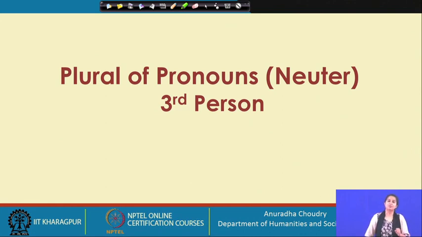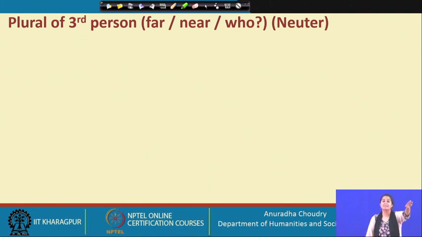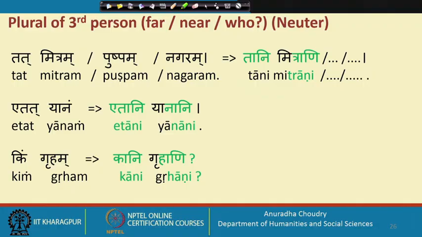Now, combining that with the pronouns again. So, in this case, there is no first and second person, because you can't have a pronoun for that in the neuter gender. So, we have here the third person pronouns. So, we have tat, if you remember. Tat will become tani. Etat, etani. And kim will be kani. Got that? So, let us look at it. Tat mitram becomes tani mitrani.